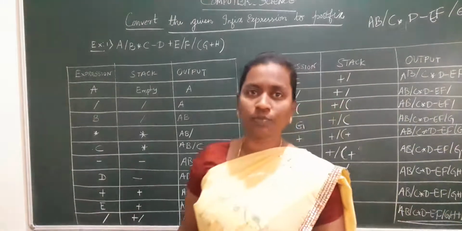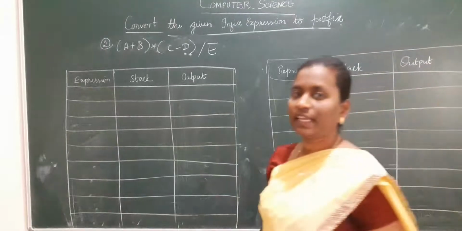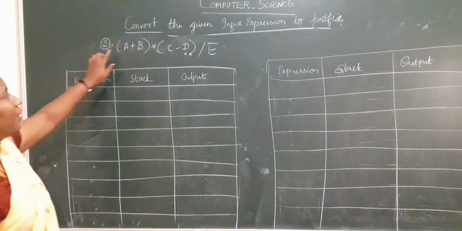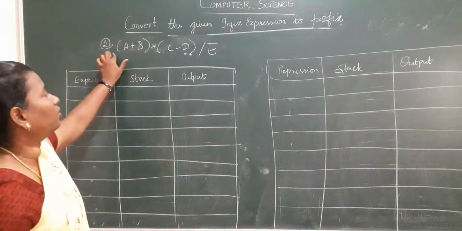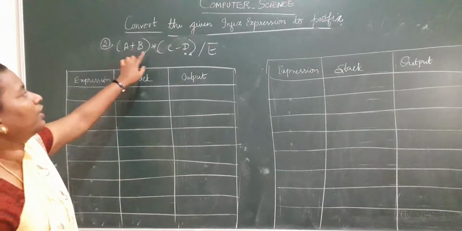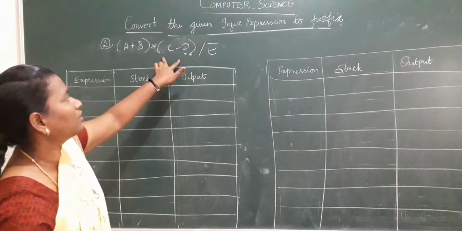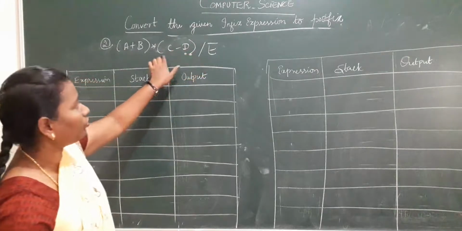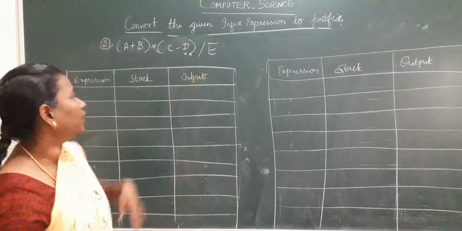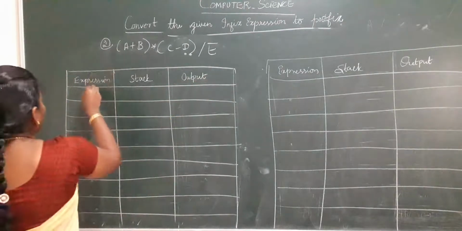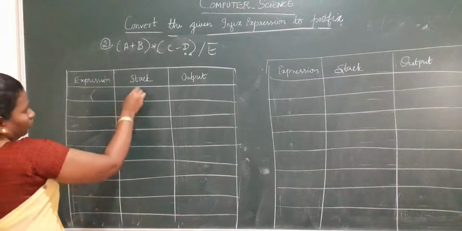Next we'll see the next problem, second problem. This will just take a bracket of A plus B. So you take our opening brace, we have A plus B into C minus D divided by E. Okay, the C minus D only, this division is only for this. Okay, divided by E. So we'll take the first bracket. So the bracket will go to the stack.